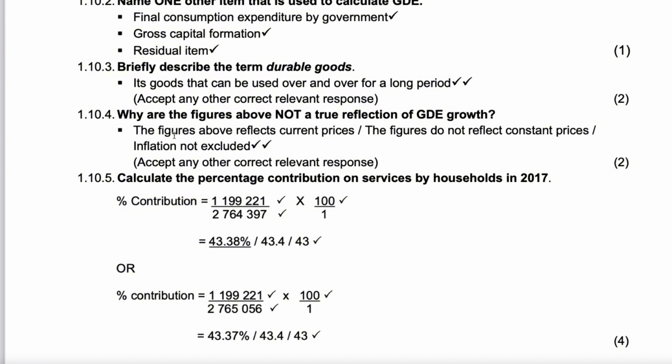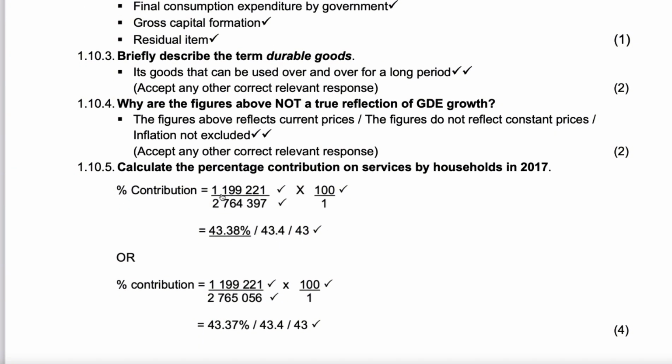Yeah, I said the figures above reflect current prices, and the figures do not reflect constant prices. Inflation is not excluded. I think I said it even in more depth. Then our calculation was carefully using the figures for 2017. That's the one. This is services. This is the whole final consumption spending by households. So this divided by that times 100, it gives us 43.38 or 43.4, or just 43.